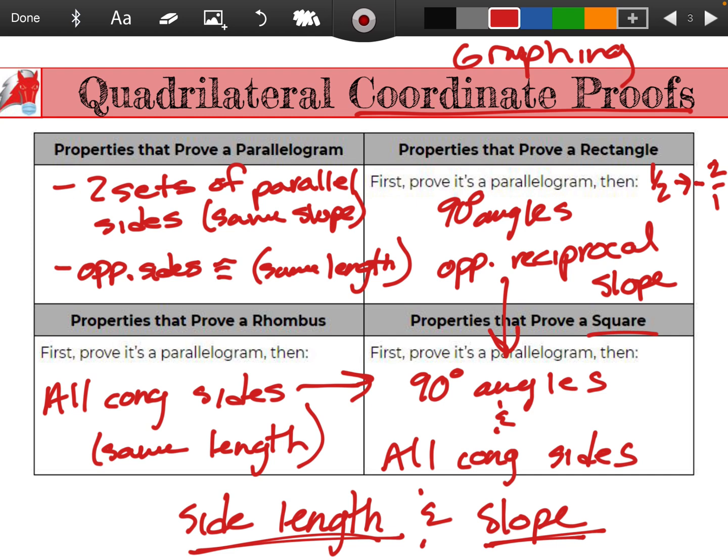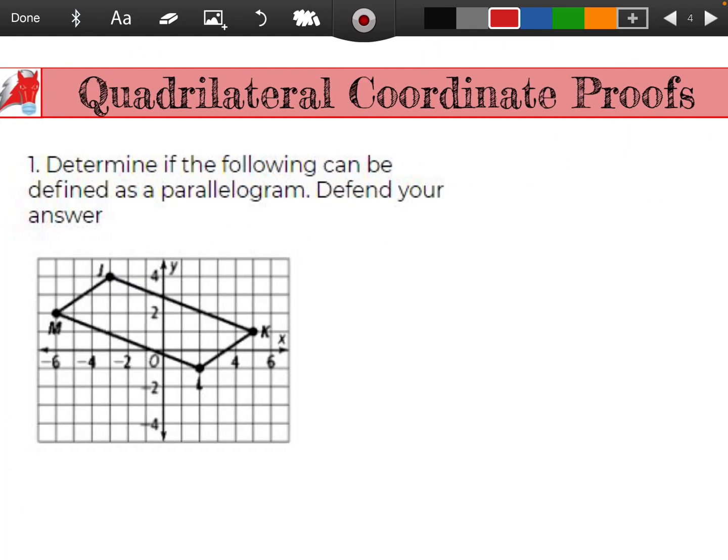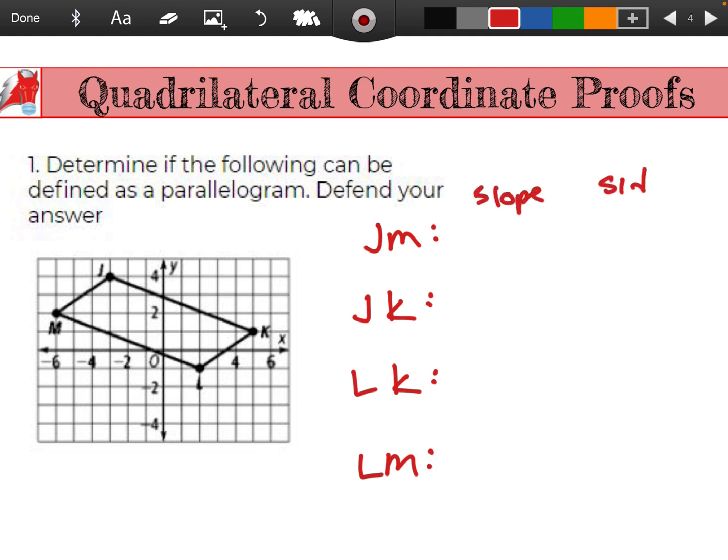So let's get into one of these and I'll show you kind of what we're looking for. So we want to determine if this is a parallelogram. Now this is the first question in your packet. Obviously it looks like it, but how can we say for sure? Well, if we can use our JM, let's call it JK. These are the segments, LK and then LM. We have 4 segments. I'm going to just look at the properties I have with these. And it all starts with the slope and the side length.